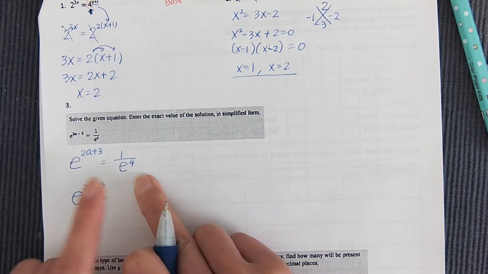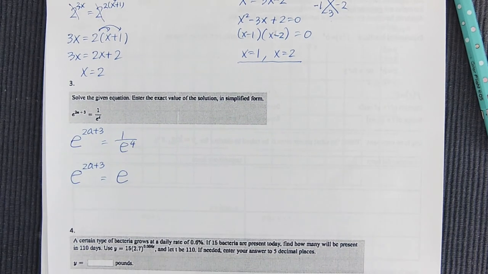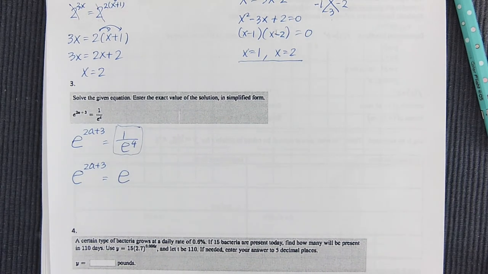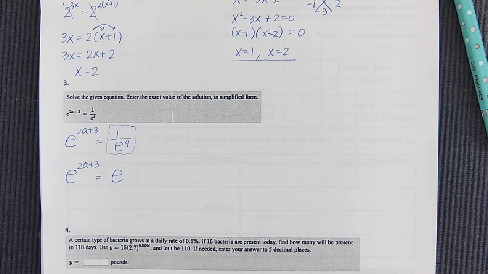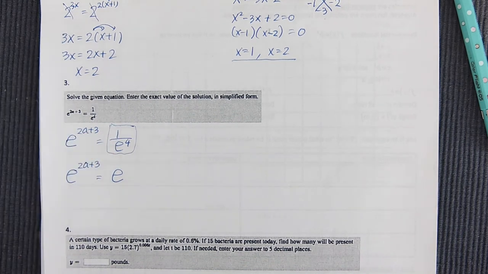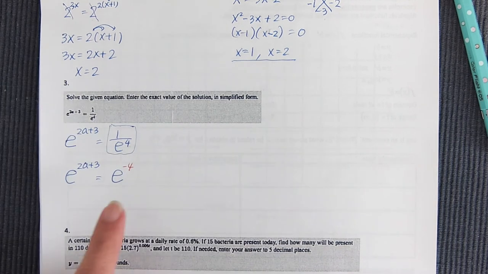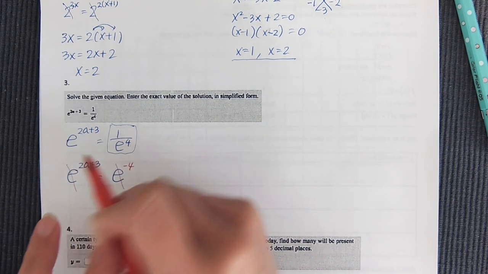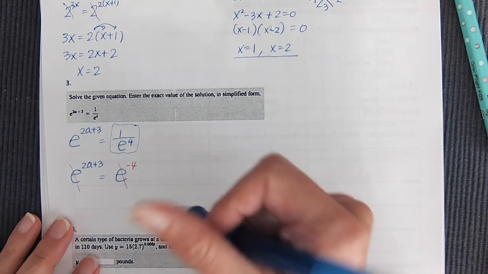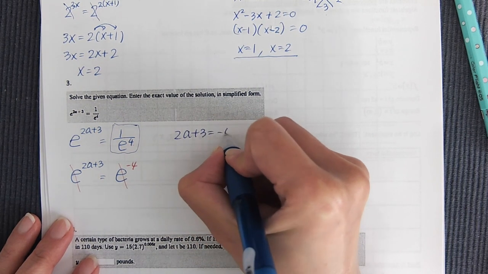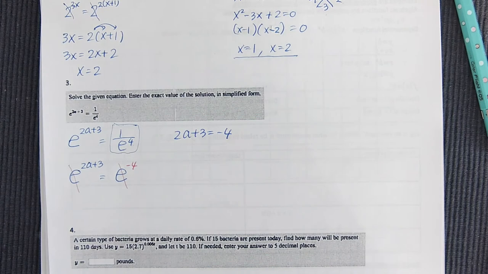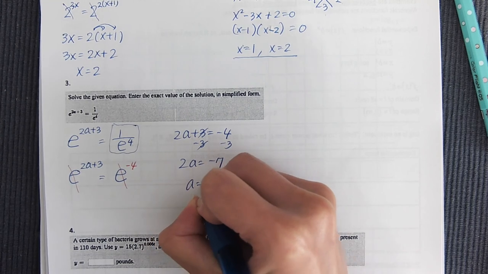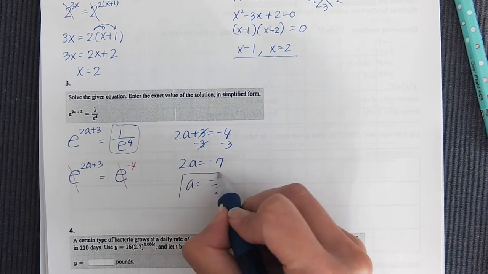But this guy, can I change the e to something? If you have a negative 4 power, you can flip it over to positive 4. That's why it's done. E is e, the same, so I don't need to worry about it. So 2a plus 3 equals negative 4. Minus 3, minus 3. 2a equals negative 7. So a is negative 7 over 2. Here is the answer.